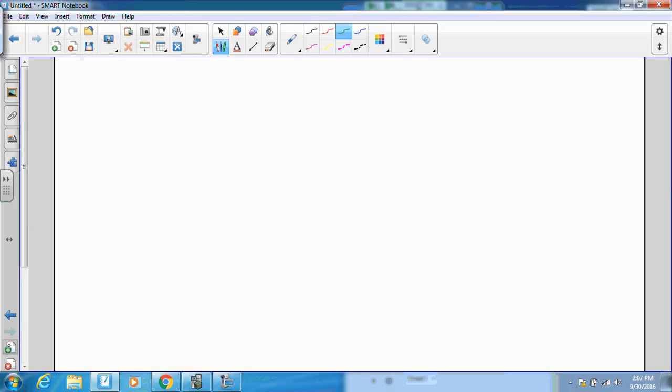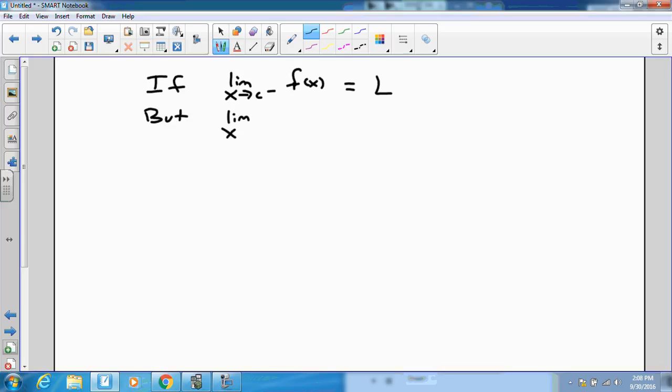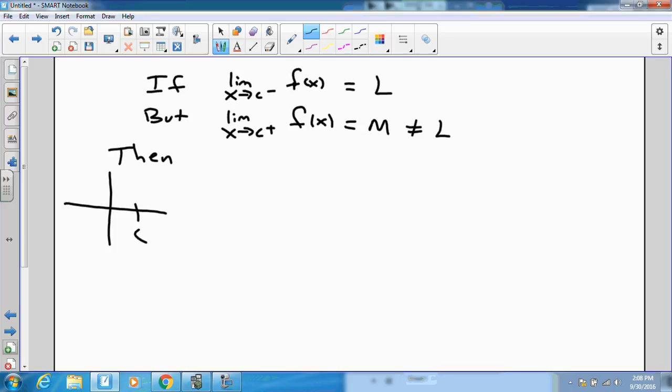Okay. Well, let's consider a third type of discontinuity, one that we have also seen. If the limit as x goes to c from the left is a value L, but the limit as x goes to c from the right is a different value M, then let's think about the shape here. How does that work out? Let me draw a function like that.